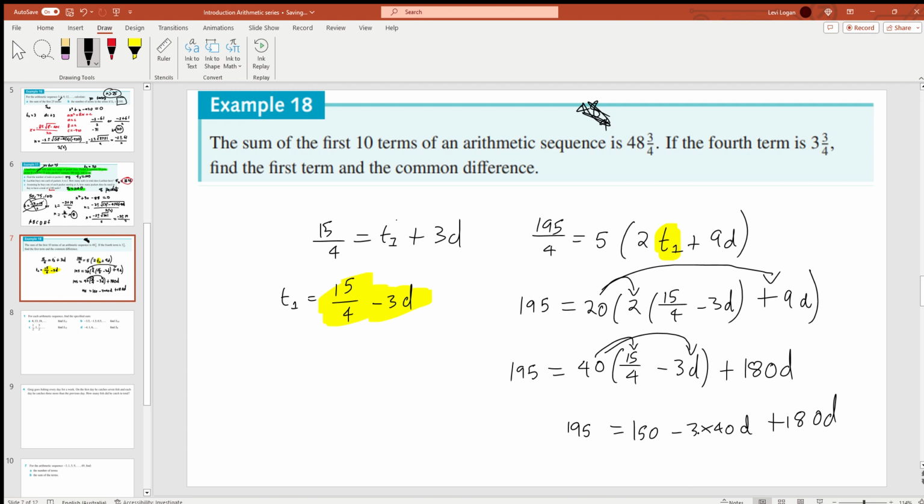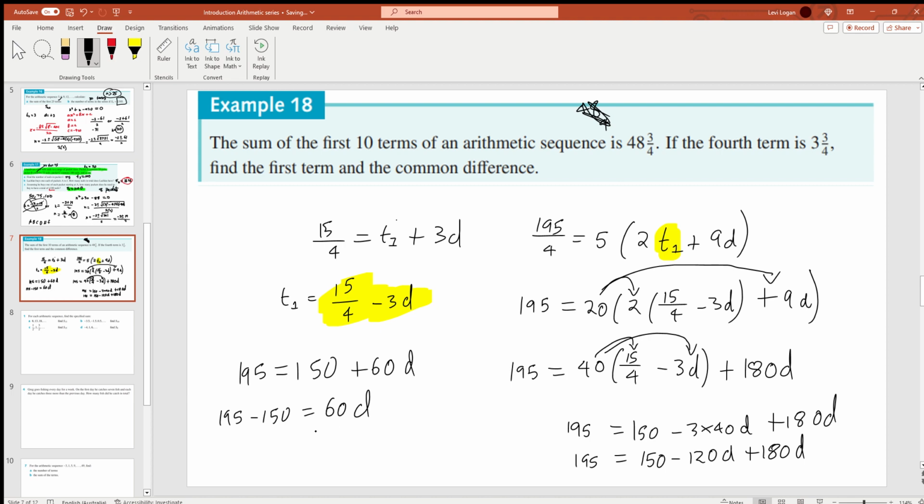Okay. So 3 times 40 is going to be 120. So 150 minus 120d plus 180d. Now we can add these two together. So this is still equal to 195. So 195 equals 150. Negative 120 plus 180 is going to be positive 60d. Now I move the 150 to the other side. So 195 minus 150 gives you 60d. 195 minus 150, I believe, will be 45. Yeah, 45 equals 60d, okay?